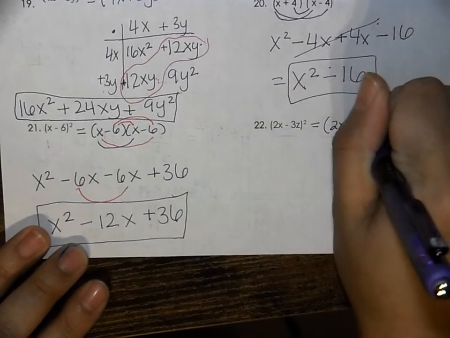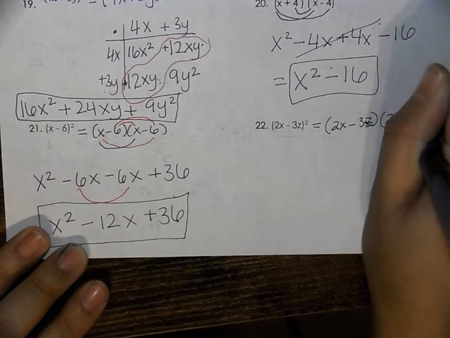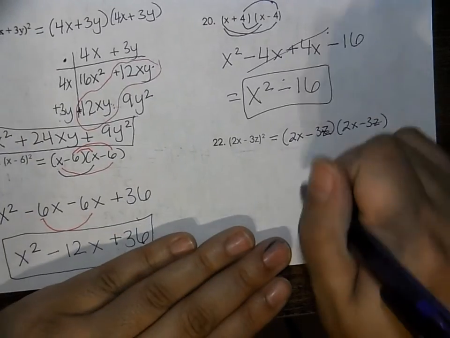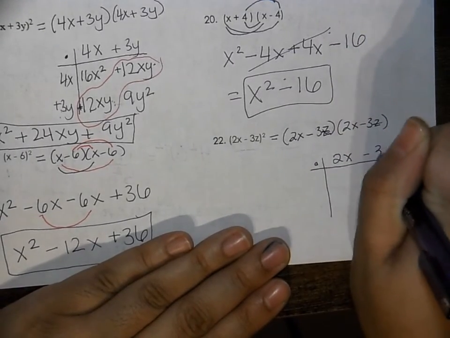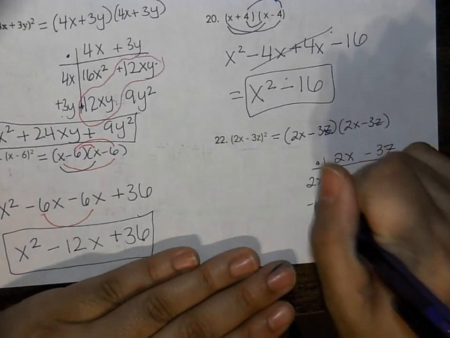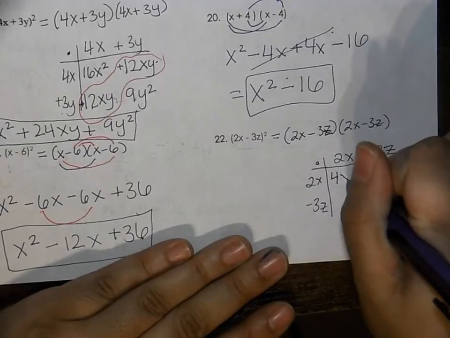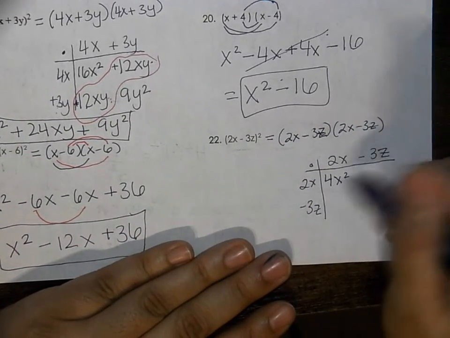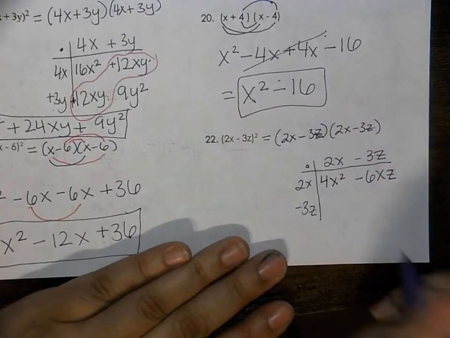We're going to write it out twice. That's what the squared means. So 2x minus 3z and 2x minus 3z. Make yourself a table or a box and write it out twice. 2x minus 3z, 2x minus 3z, and start multiplying. 2 times 2 is 4, x squared. Then 2x times negative 3z would be a negative 6xz.